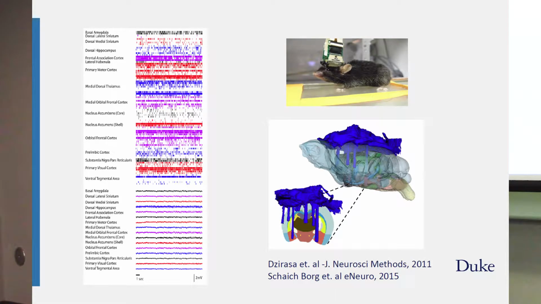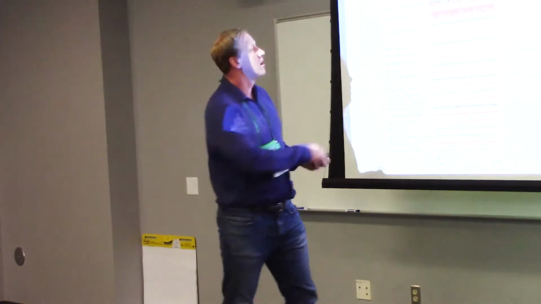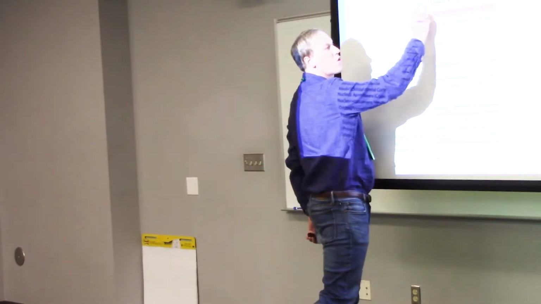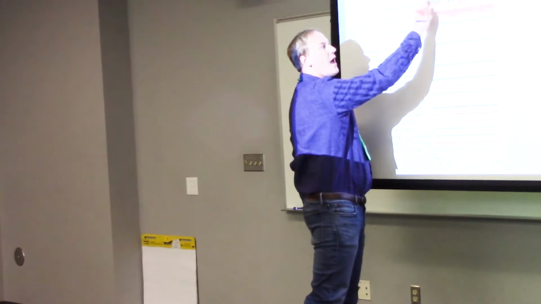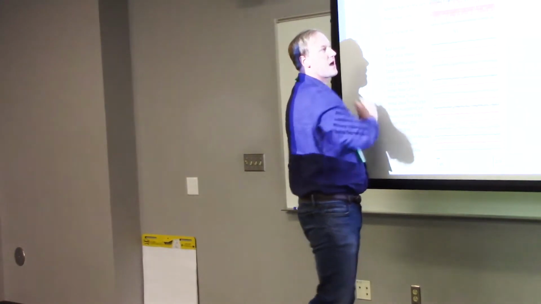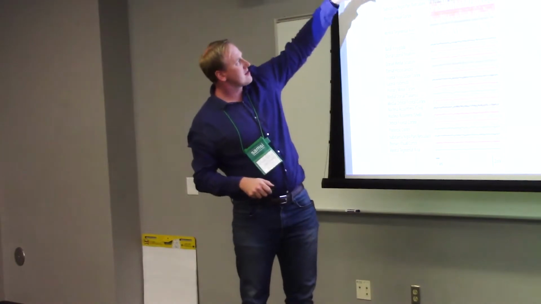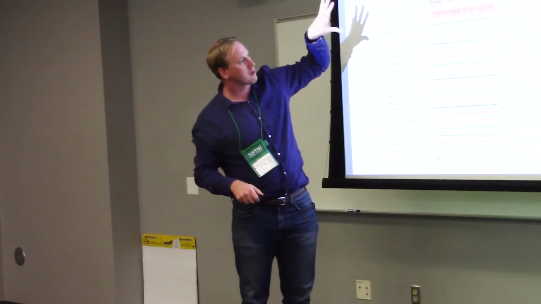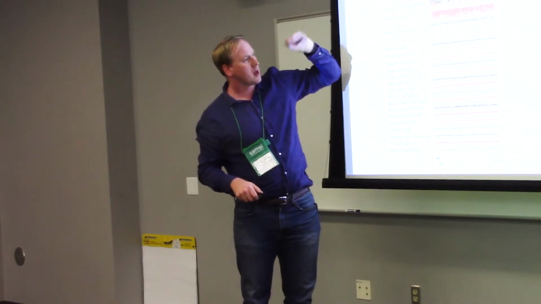The top type of signal here is called action potentials. The idea is that every single row corresponds to a single neuron, and it just has a little flash here when that individual neuron fires. This is a typical type of data that people use when they're doing implanted electrodes.